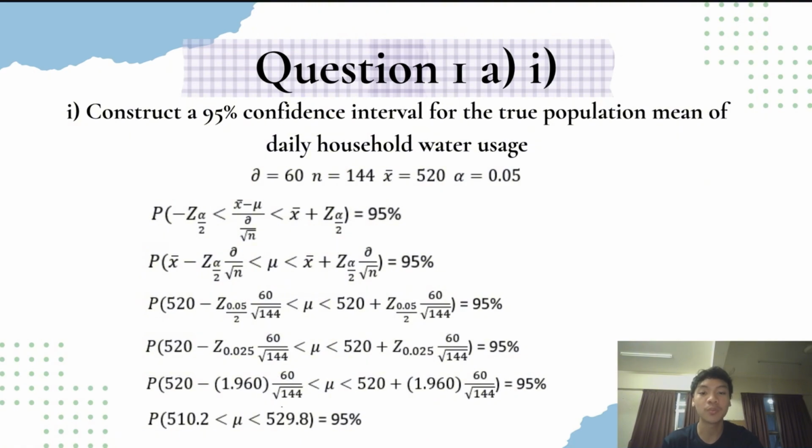520 minus 1.96 times 60 over the square root of 144 on the left side, and 520 plus 1.96 times 60 over the square root of 144 on the right side. Finally, we calculate the lower and upper limits. The lower limit is 510.2 and the upper limit is 529.8. So the 95% confidence interval for the true mean daily household water usage is between 510.2 liters and 529.8 liters.